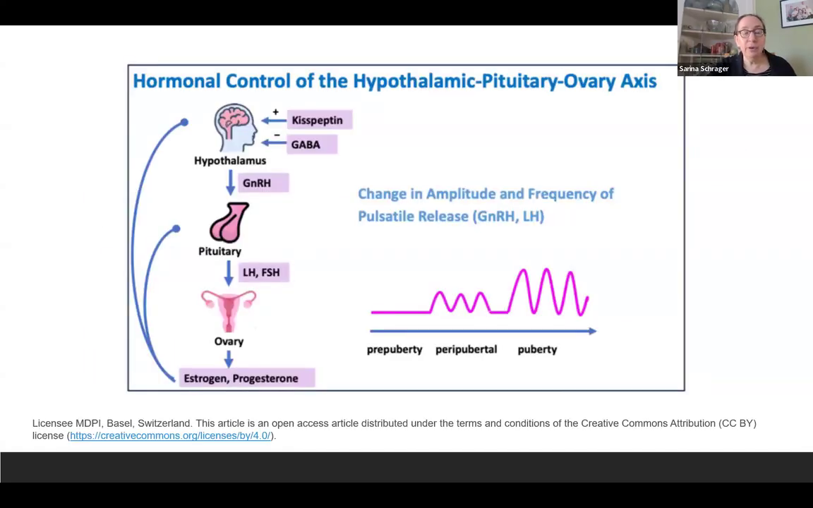This slide gives you a very complicated view of what happens, looking at GnRH and LH, and how the hypothalamic pituitary axis slowly matures into developing ovulatory cycles.